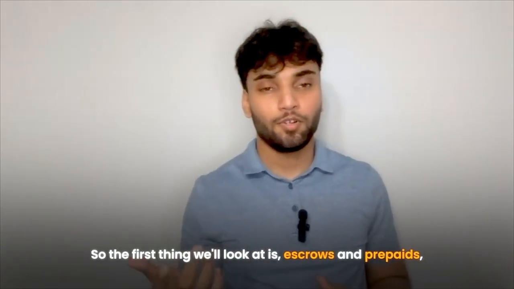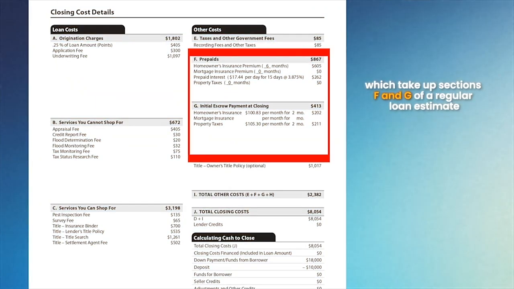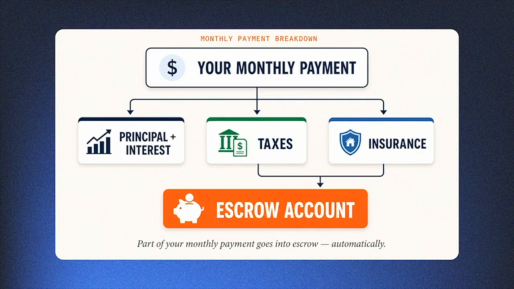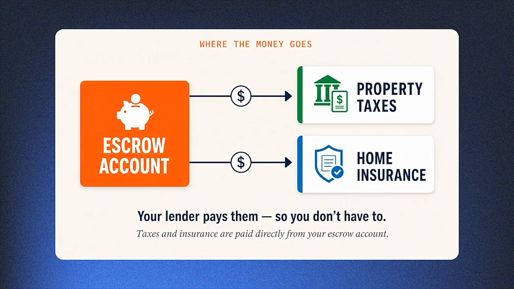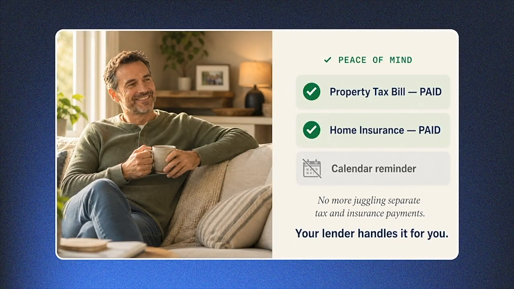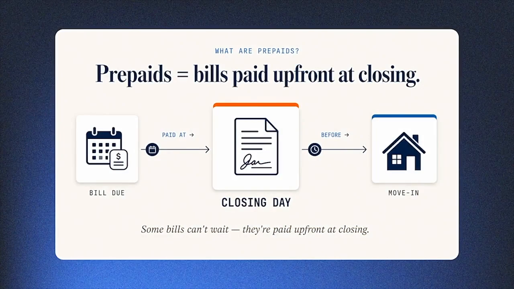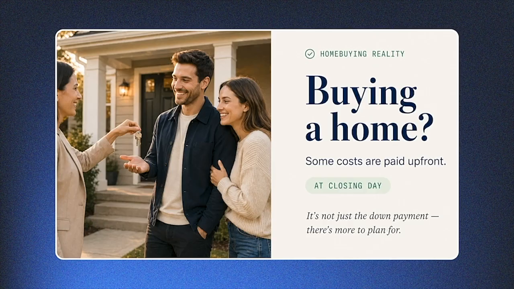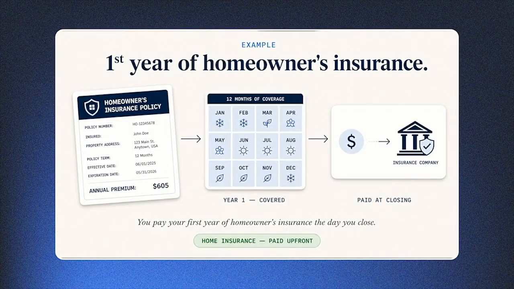So the first thing we'll look at is escrows and prepaids, which take up sections F and G of a regular loan estimate. Escrow is basically a savings account that's opened by your lender, and you pay into it each month through your monthly payment. Your lender then takes that money and uses it to pay your taxes and insurance so that you don't have to worry about it. Prepaids are essentially the same thing, but this is when one of those bills is due at the time of closing, such as when you're purchasing a home and you need to pay your first year of homeowner's insurance right away.